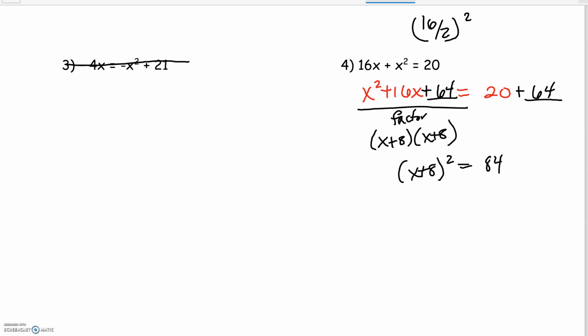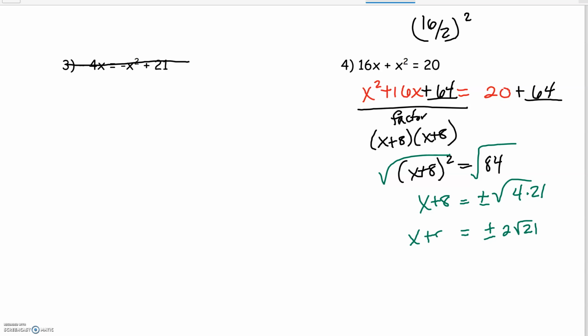And then we're going to square root. So we square root, and we're left with x plus 8 equals plus or minus, and then 84 we can simplify as 4 times 21. So that becomes a 2 square root 21. And then we want to finish by subtracting that 8. And x is equal to -8 plus or minus 2 square root 21.